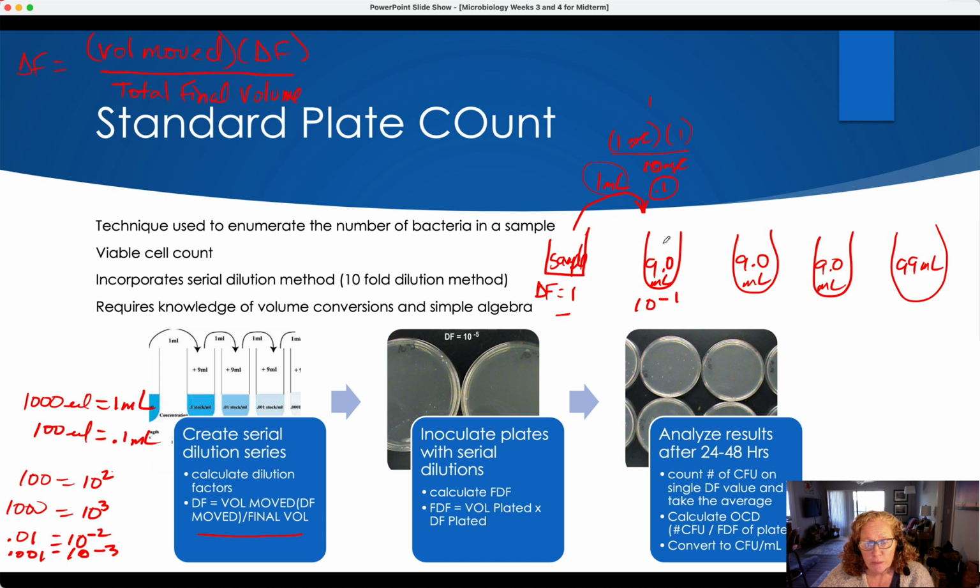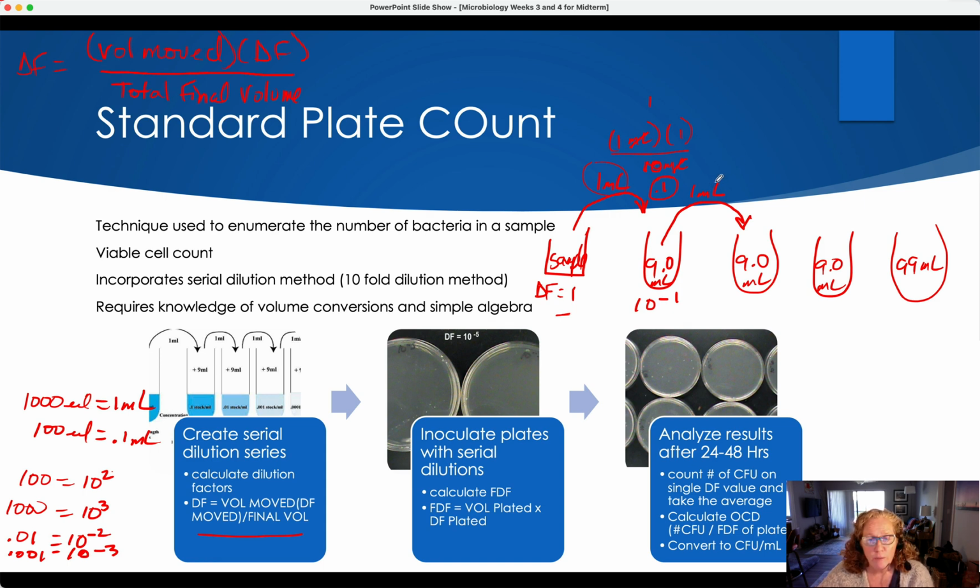Now I'm going to remove 1 milliliter from that dilution, and I'm going to put it into another test tube that contains 9 milliliters of water. When I do this, I need to calculate the dilution factor for my second tube. So I'm going to plug my numbers into this formula again. I'm going to do it just up here so it's a little easier to see.